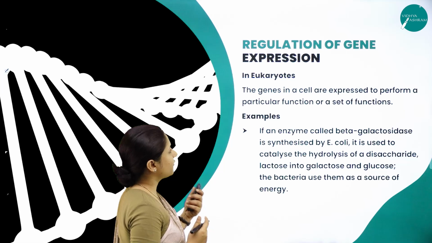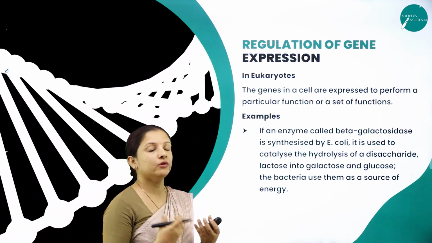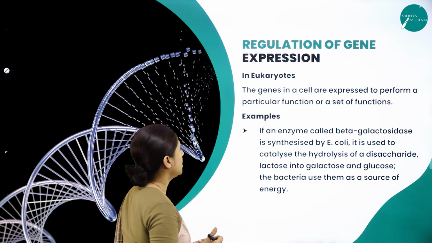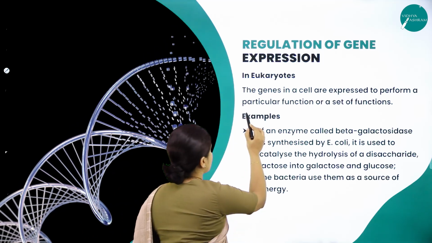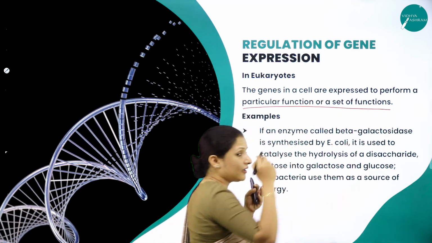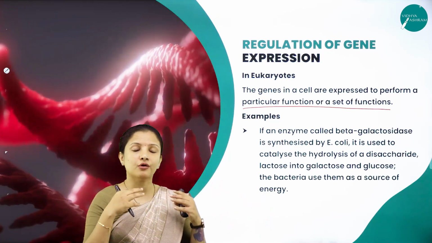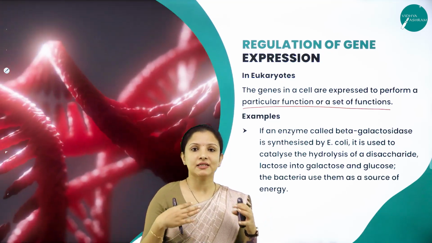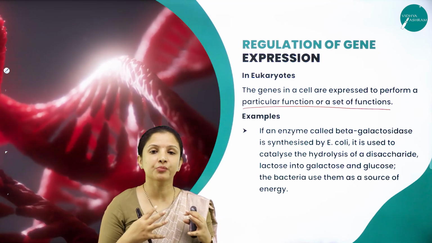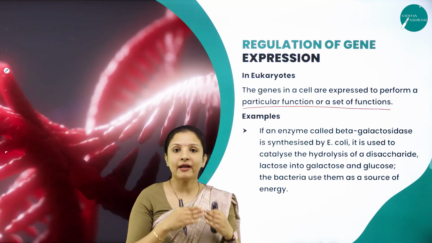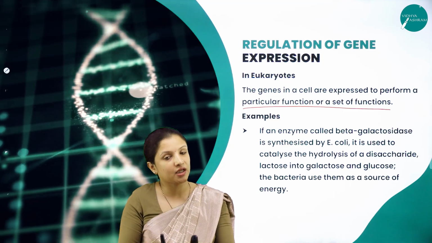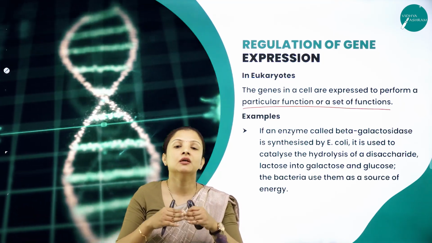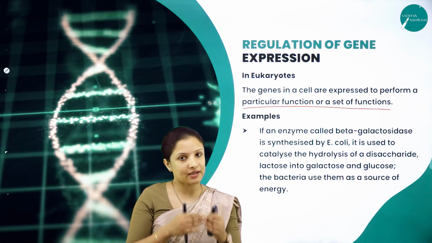Now, it is time for the genes to get expressed. How? We will study taking an example. The genes in a cell are expressed to perform a particular function or a set of functions. Anything and everything, all the metabolic activities in a body, are regulated because of these genes. So, whenever the genes for a particular activity or a set of activities need to get expressed, they need to get expressed.